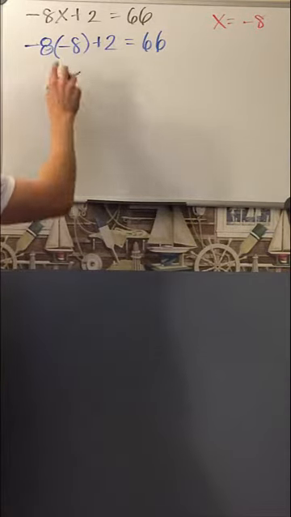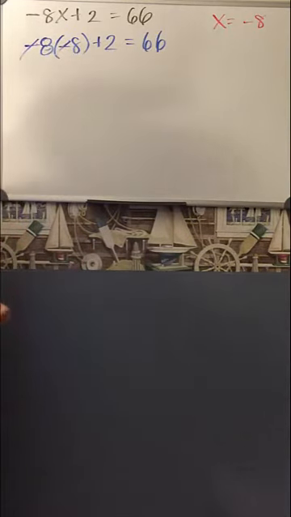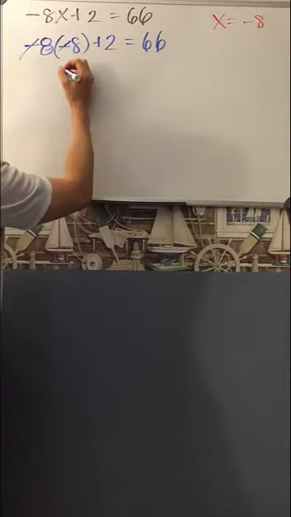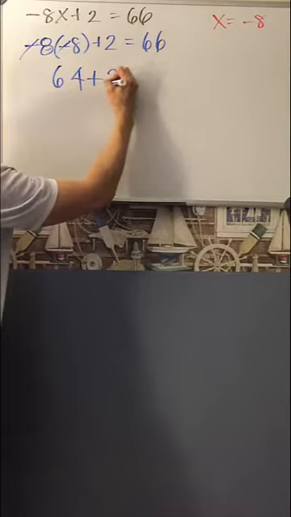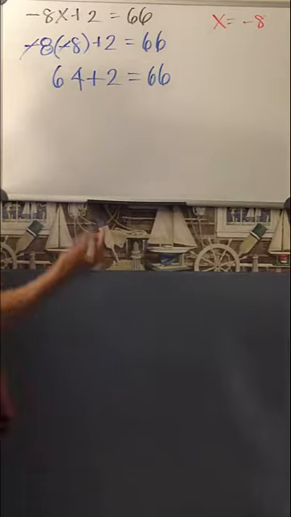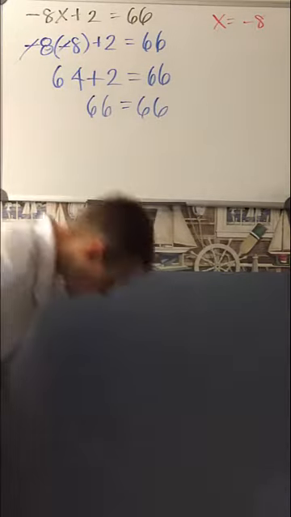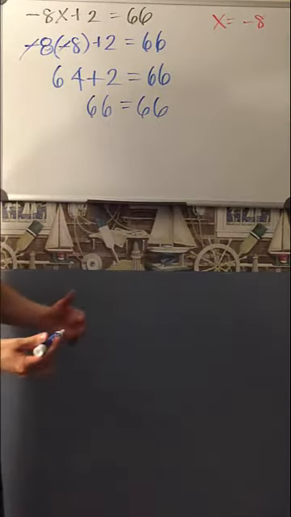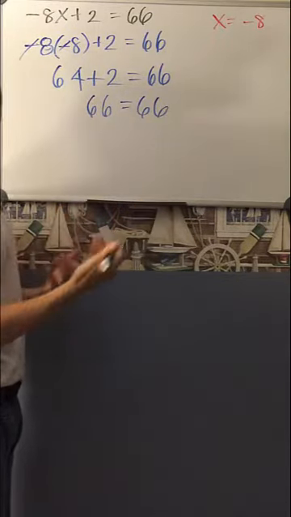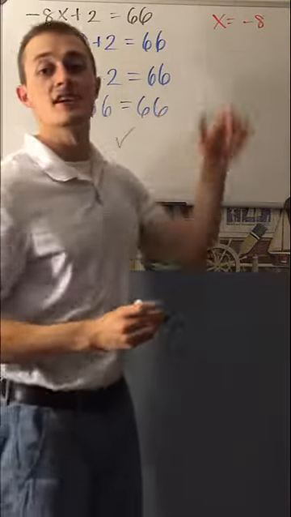Okay? And now a negative times a negative is going to give us a positive. So those negatives cancel. And now 8 times 8 is going to be 64. So we get 64 plus 2 equals 66. And now 64 plus 2 is simply 66. So we know that 66 equals 66. And 66 is on both sides of our equation. Both sides of our equation are going to be equal to each other now. So we know that we did this correctly, and x is indeed equal to -8.